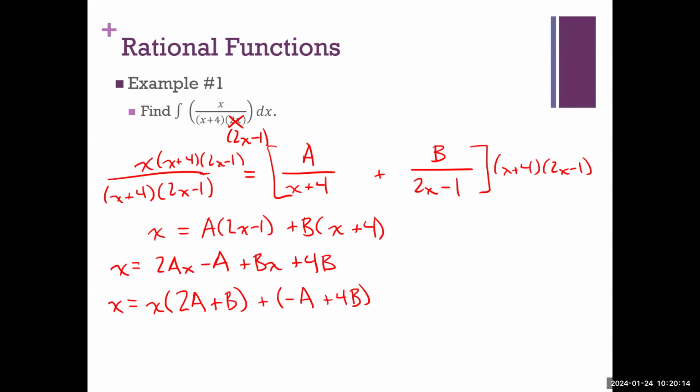So knowing that left-hand side and that right-hand side have to be equal, can I say anything about 2A plus B? Or can I say anything about negative A plus 4B? What's the coefficient of x on the left-hand side of this equal sign? 1, right? So what does the coefficient of x have to be on the right-hand side? Also 1, right? So because of that, I'm going to say this is true. I don't know what A and B are, but I know that 2A plus B has to be 1.